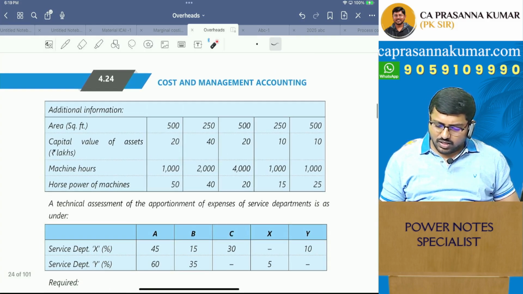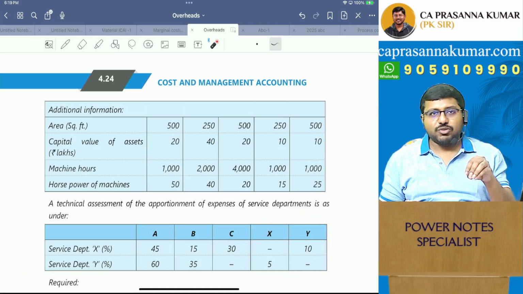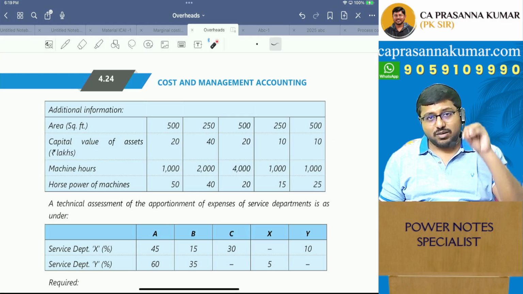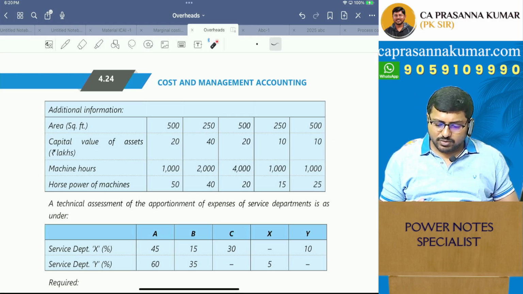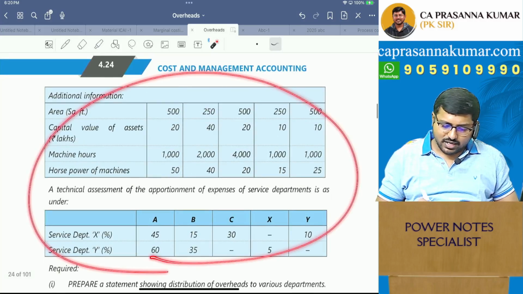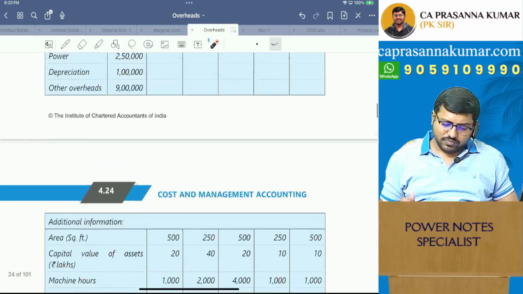Now, because there are 2 service departments, you can also solve this sum by following simultaneous equations method or trial and error method or repeated redistribution method, whichever you want you can do. But for example purpose, we're gonna solve it based on trial and error method. You got it? Everybody? Chalo.